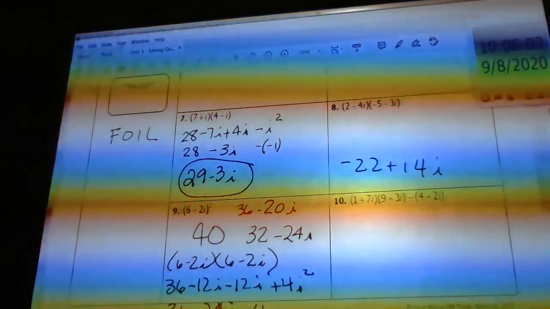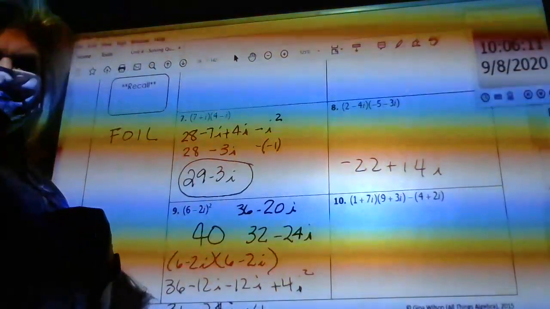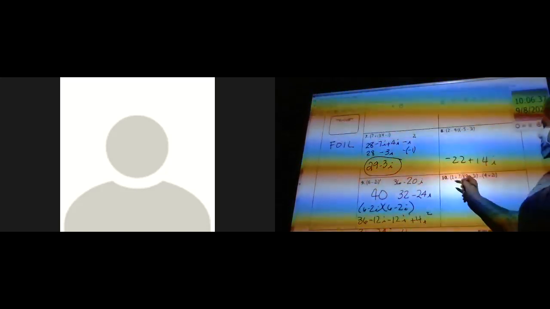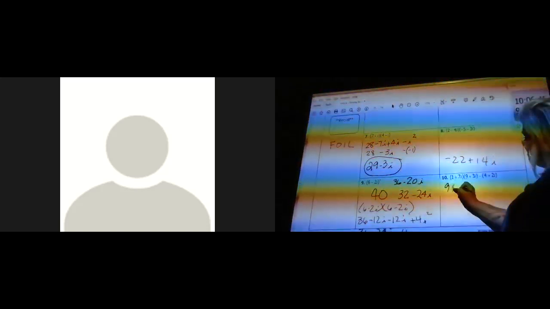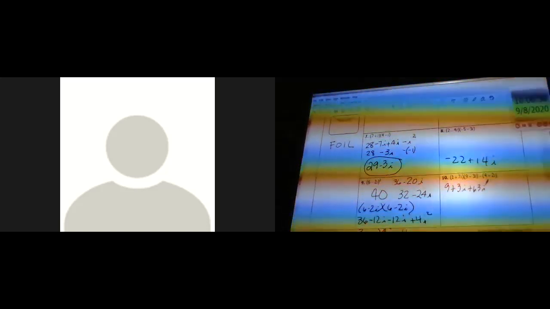How could I even begin number 10? In the first half with FOIL, yeah. Okay, exactly. So we have to remember our order of operations. We have to do PEMDAS first: parentheses, exponents, multiplication. So multiplication is going to come first. If I FOIL this out, my first term is 1 times 9, my outer term, 1 times 3i. My inner term is 7i times 9. My last term is 7i times 3i.